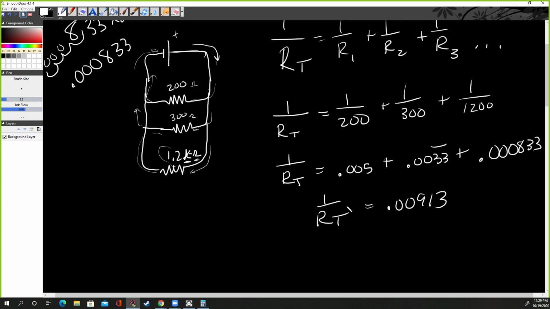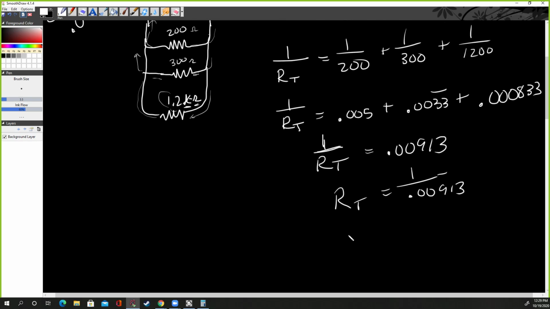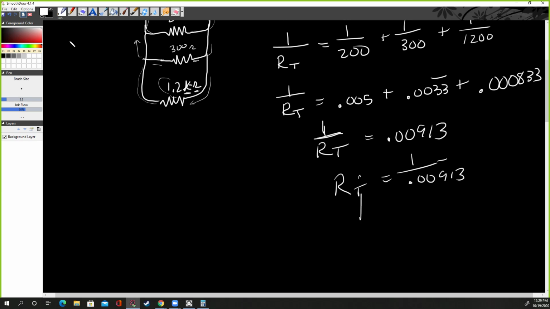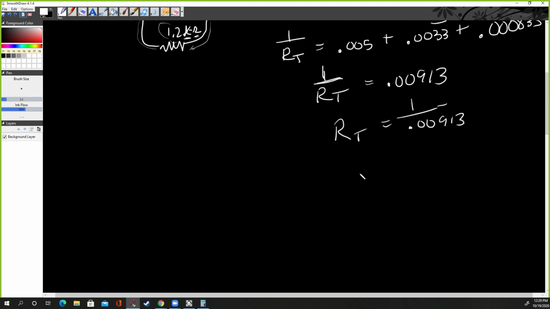Now we're not done yet. If you take 1 divided by RT, you'll get this number. So I don't want to know what 1 divided by RT is. I just want to know what RT is. So we're going to reciprocate this side, which means I have to reciprocate this side.